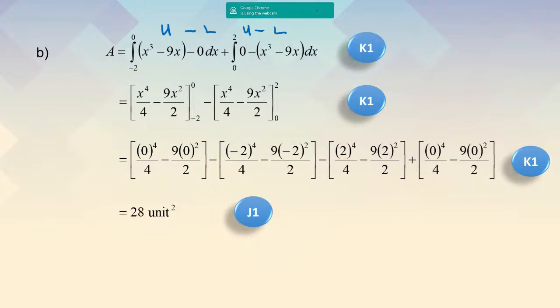So the first mark for area is the formula: upper minus lower, and then integrate, and then you must show substitute value. Please remember this. Students always skip this step, so you cannot skip this step. You will get 1 mark here, so don't skip this step: substitute value, and then final answer.